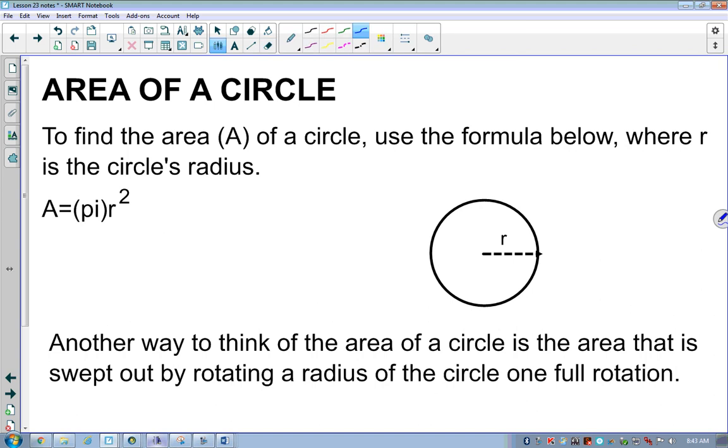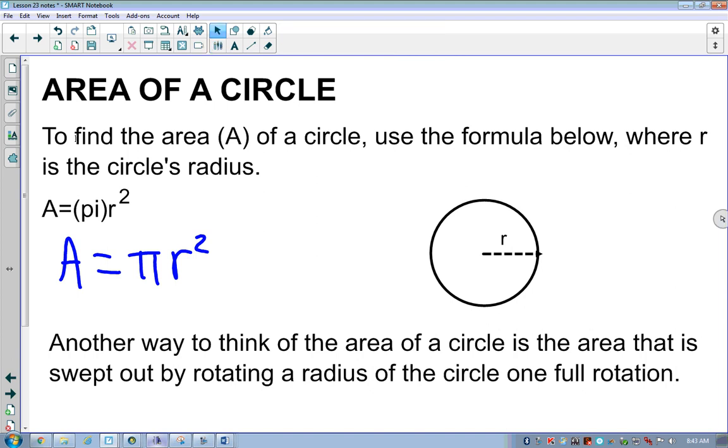Okay, I'll rewrite it over here like it should be written. Area equals pi r squared. Another way to think of the area of a circle is as the area that is swept around by rotating a radius of the circle one full rotation.